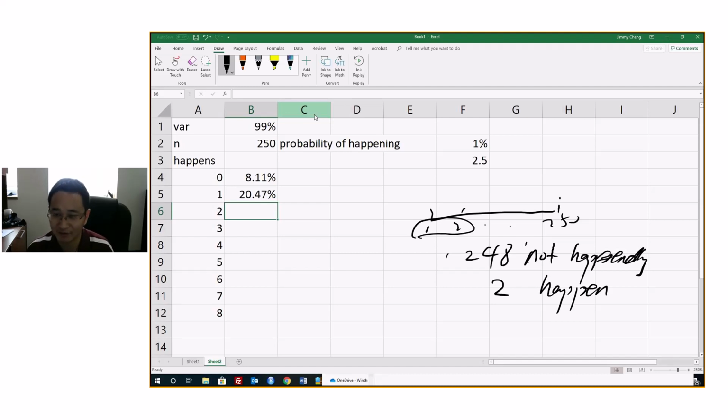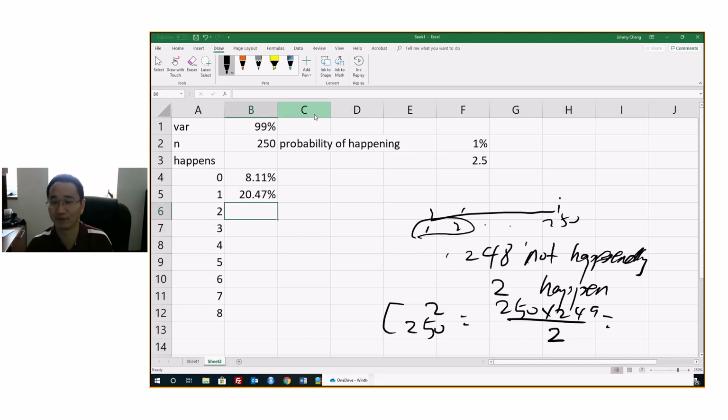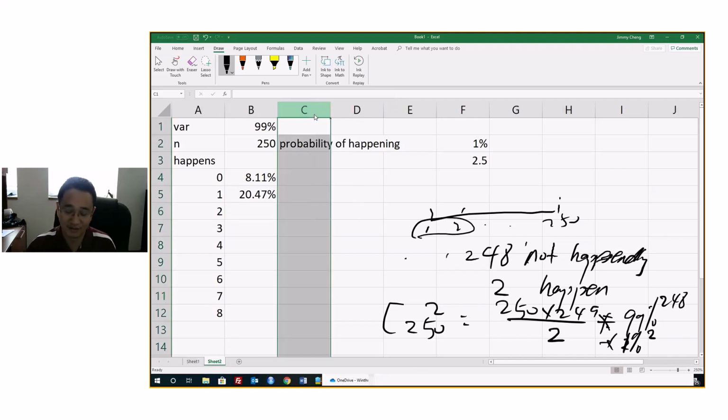In mathematics, you should have learned that it is C(250,2), which equals 250 times 249 divided by 2, right? So that's how many combinations there are. And then we are going to use 99% to the power of 248 times 1% to the power of 2. So that's the probability of it happening twice. Let me erase all of this, and then we're going to use Excel to show you how to do the calculations.